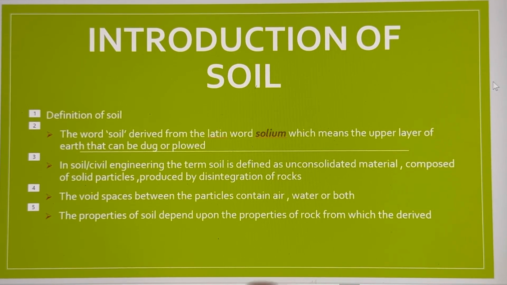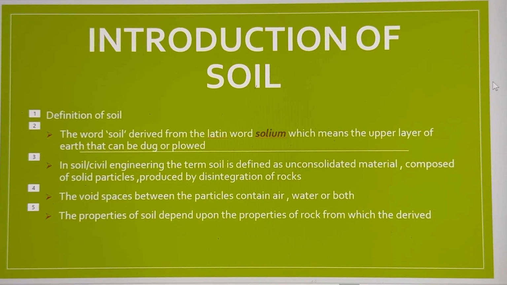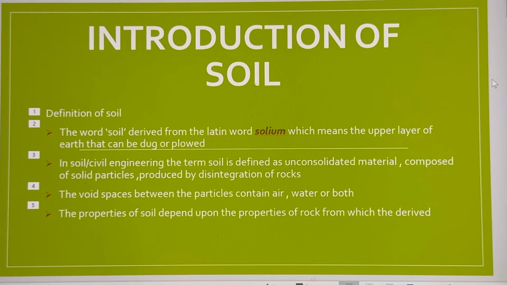First one is the definition of the soil. Okay, so what is the soil? The word soil is derived from the Latin word solium, which means the upper layer of the earth, which can be dug or plowed. In civil engineering, we are required to construct a building, so we require a soil. The main important part of the construction is the soil, because the footing rests on the earth. That is soil. So that's why soil plays a very important role in that.